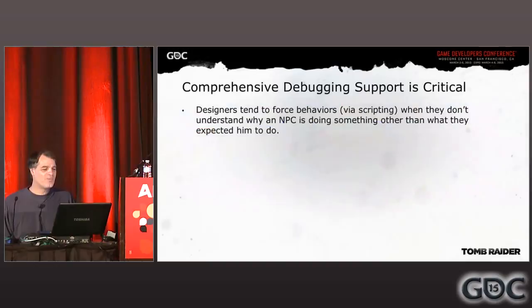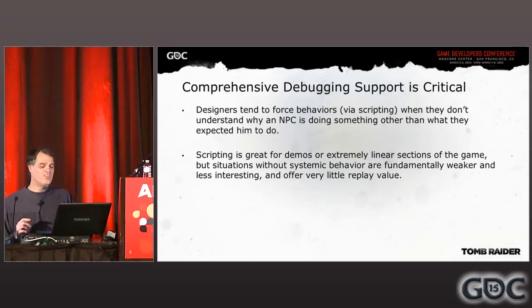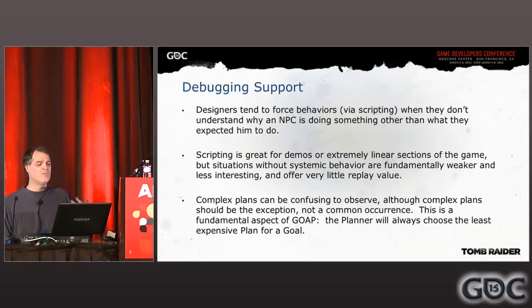I was just going to go very quickly over debugging, because it's absolutely critical to any planning system. Designers tend to force behaviors via scripting when they don't understand what an NPC is doing and why they're doing it. And they want to make sure that the NPC is doing what they expect them to do. Scripting is great for demos or extremely linear sections of the game, but situations without systemic behavior are less interesting and have very little replay value. So we really want to encourage going away from scripting and allowing dynamic gameplay.